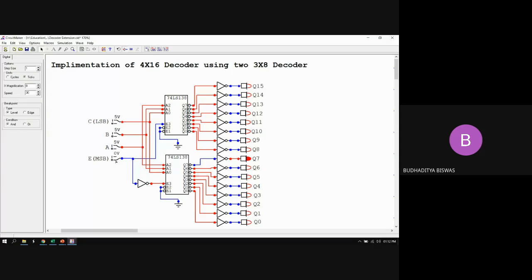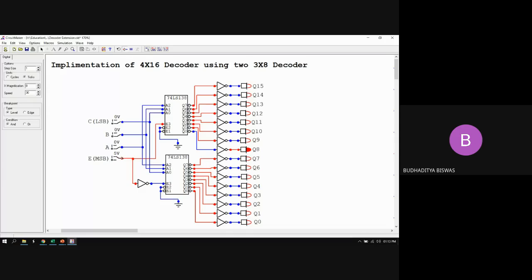When we give the combination 1, 0, 0, 0, the ABC value is the same 000, which was the case for 0000. But in that case, Q0 will be high. Why? Because the enable input is not connected to 1, and due to the presence of the NOT gate, the lower one becomes disabled and the upper one becomes enabled. And as the upper one is enabled, this output becomes high. So that means Q0 becomes high.